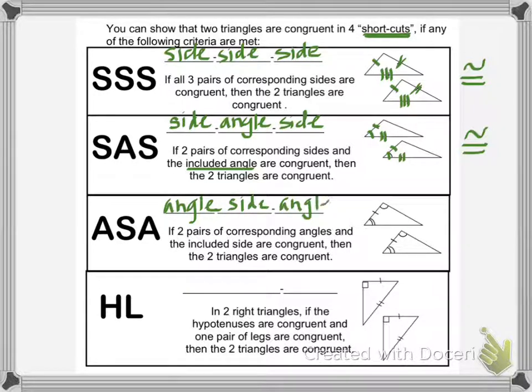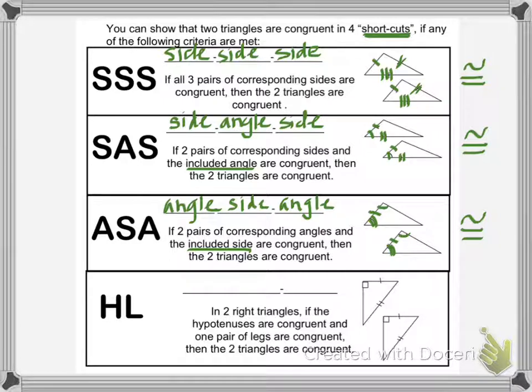And what angle, side, angle means, it's saying if two pairs of corresponding angles and the included side are congruent, then the two triangles are congruent. So that means we've got two pairs of congruent angles, and the side between those angles, or the side that connects those two angles, is also congruent. Then without knowing anything else about my other two side lengths or my other angle measures, that is enough information to conclude that these two triangles are congruent.